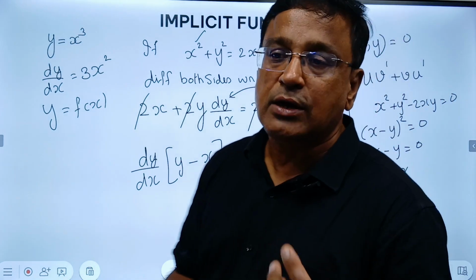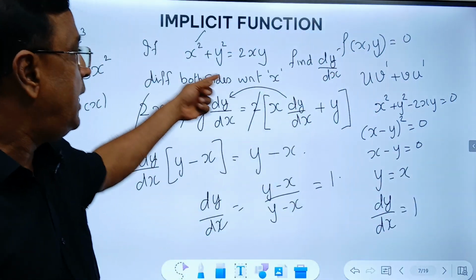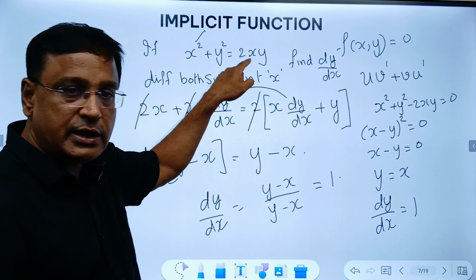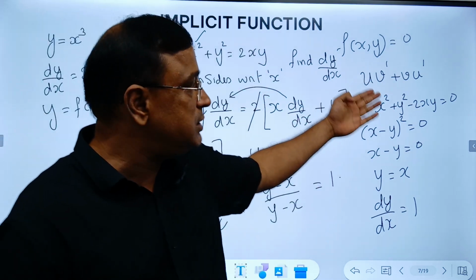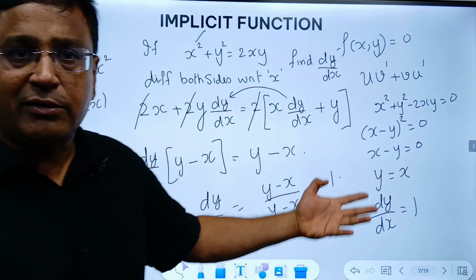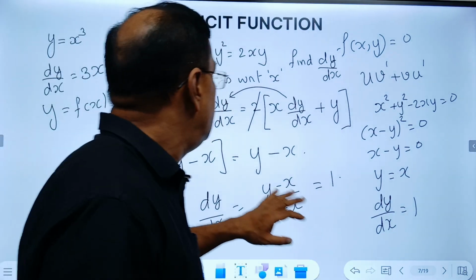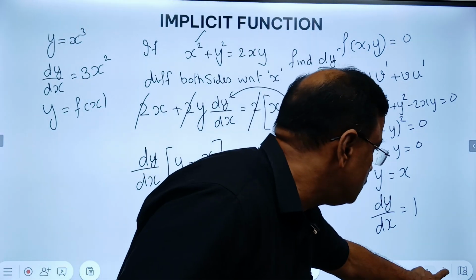Just to make you understand how to differentiate an implicit function, I did this directly. If this question is asked in the exam, don't do this method. This is the best thing to do. Very simple. If you can factorize, there's nothing like it. Okay, let's move to the next question.